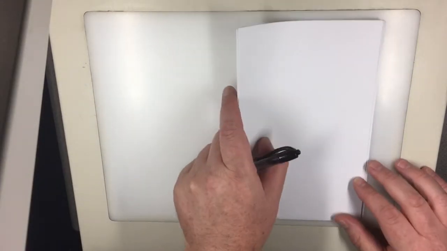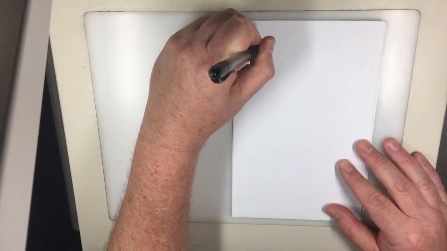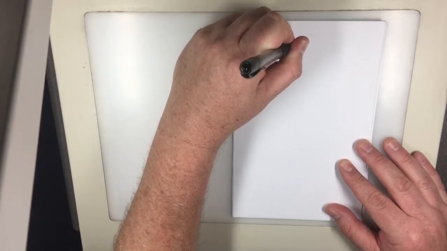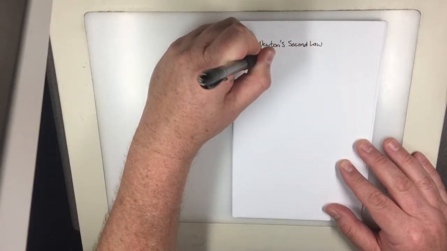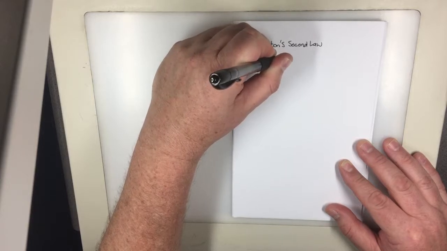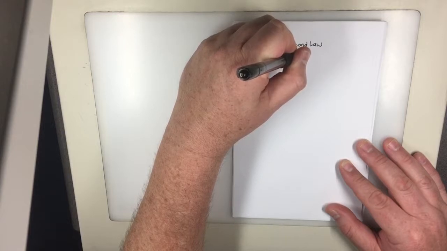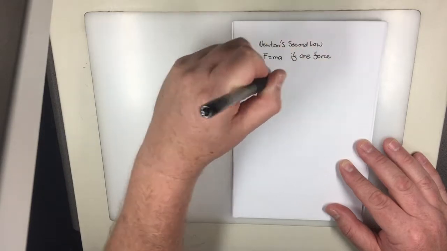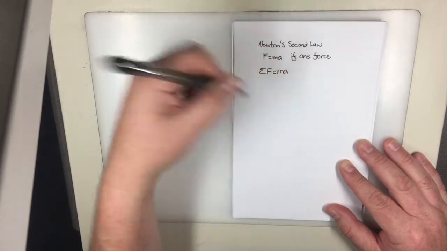Okay, in test one material, we learned something about Newton's second law, that force is equal to ma. But if there are multiple forces, then you could say the sum of the forces is equal to ma.